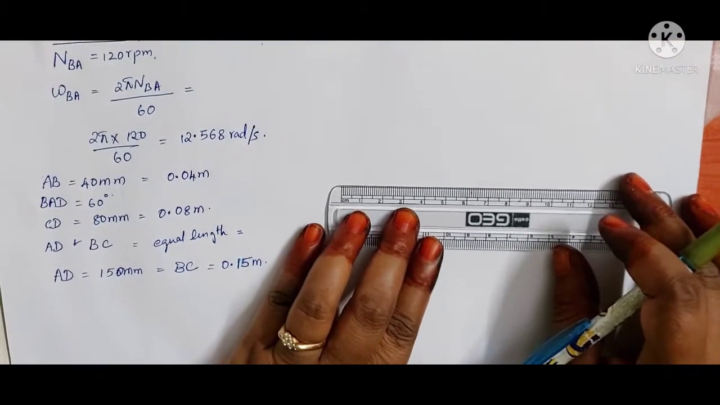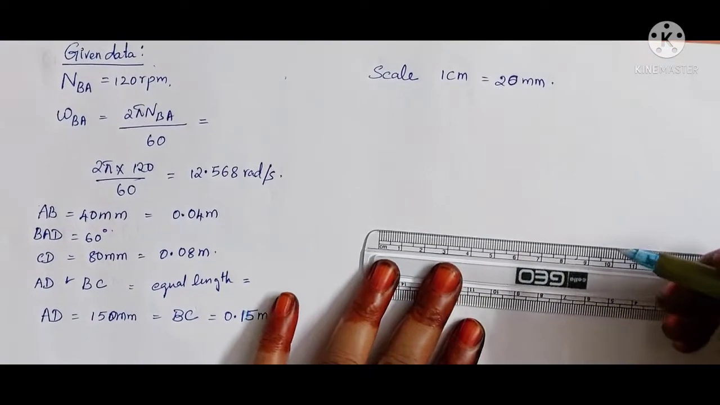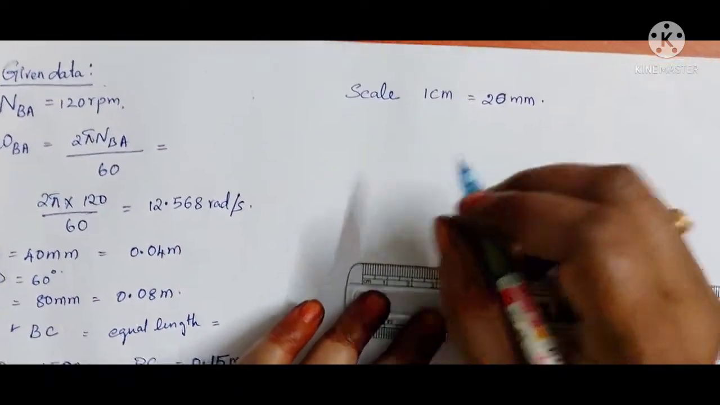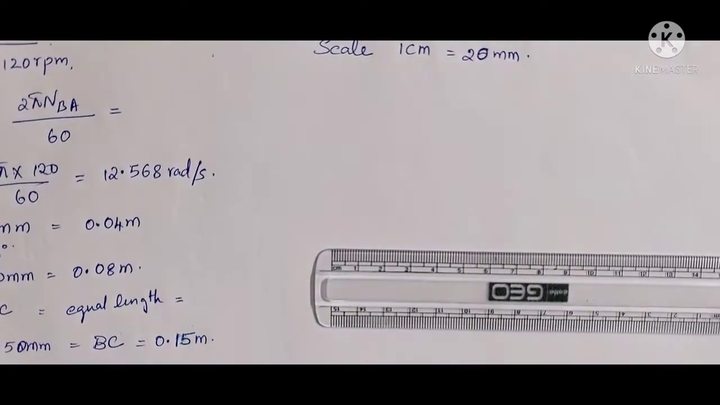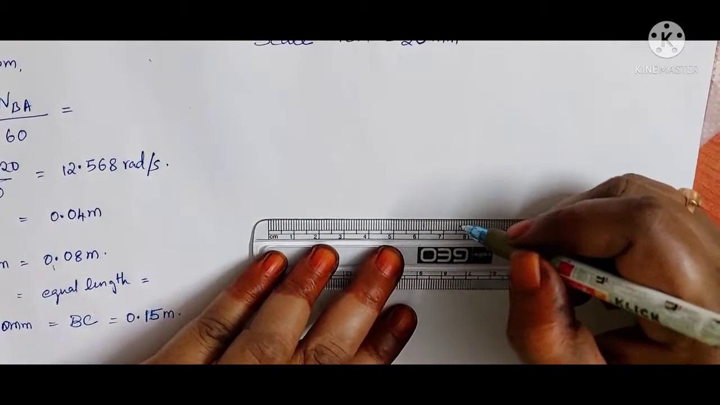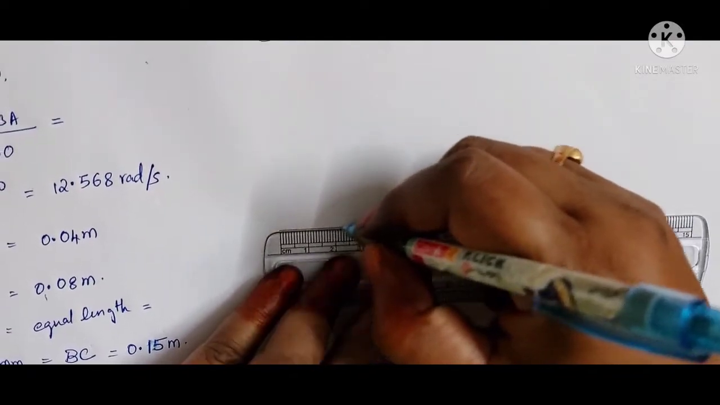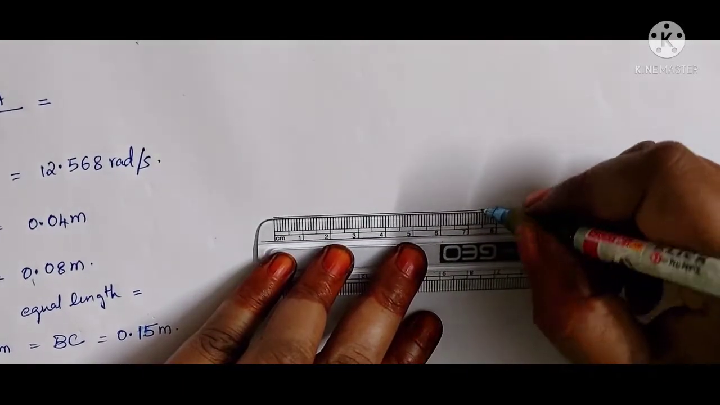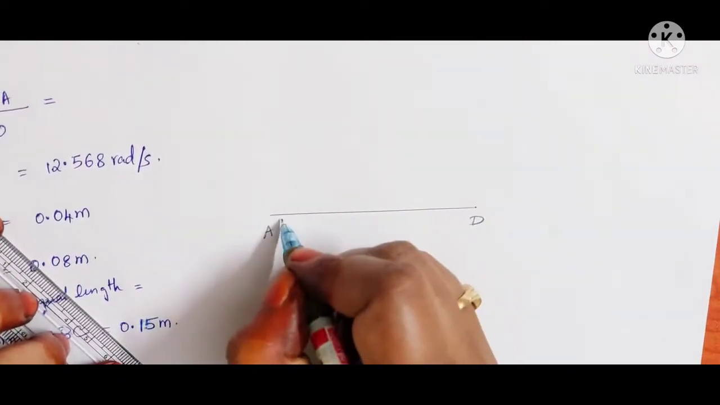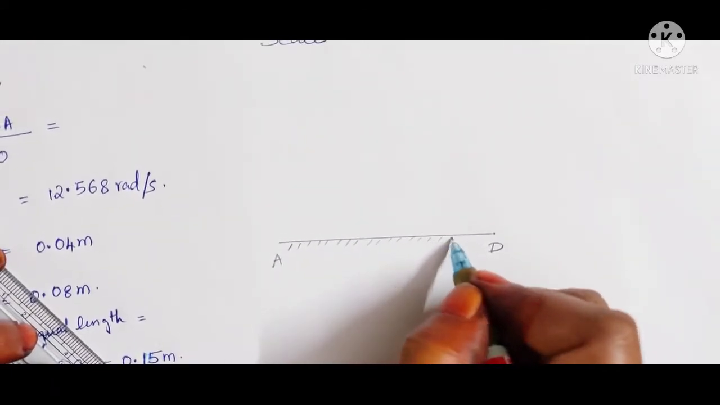AD is the fixed link. It has 150 mm of length, so 150 by 20 comes to 7.5 centimeters, that is 75 mm. This point I am taking as A and this point as D. This is the fixed link, so I am giving cross lines for indicating the fixed link.